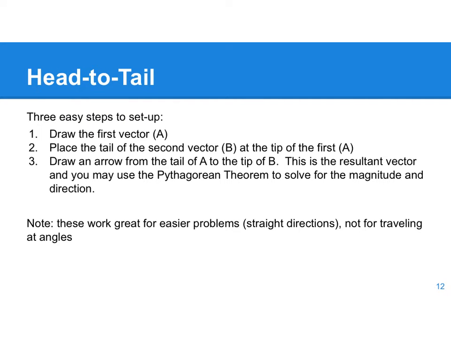Okay, so the head-to-tail method: you draw the first vector, you place the tail of the second vector on the tip of the first vector. That's essentially what we just looked at with going from P to Q and Q to S. And then we draw an arrow from the tail of A to the tip of B, so the starting point to the ending point. And we can use the Pythagorean theorem and tangent to solve for this. These work great for easier problems, but not for traveling at angles.